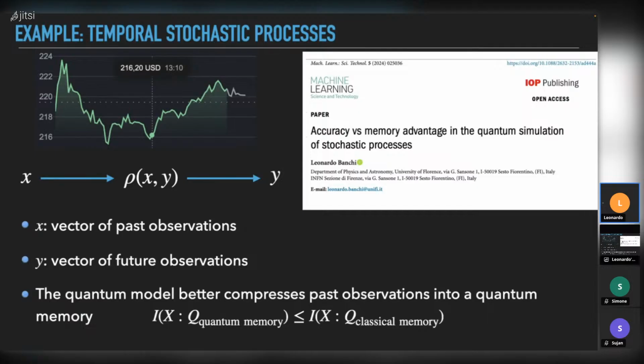Then, in this paper over here, I also studied something else, where we study some temporal processes like the stock market. Let's say X is the past observation and then Y is the future. So you want to predict the future given the past. And what I have shown in this paper is that the mutual information between your past and the quantum memory can be much smaller than the mutual information between the past and the classical memory, using some tricks based again on this non-orthogonality. And one can use that for improved classification.